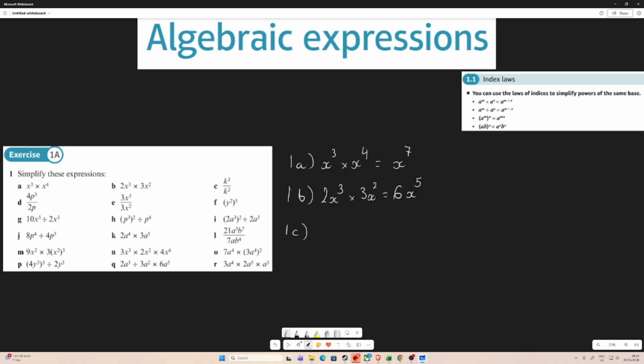1c, this time we deal with the quotient. When we have a quotient, we just subtract the powers. So 3 take away 2 is 1. So that's k to the power of 1, or just k.